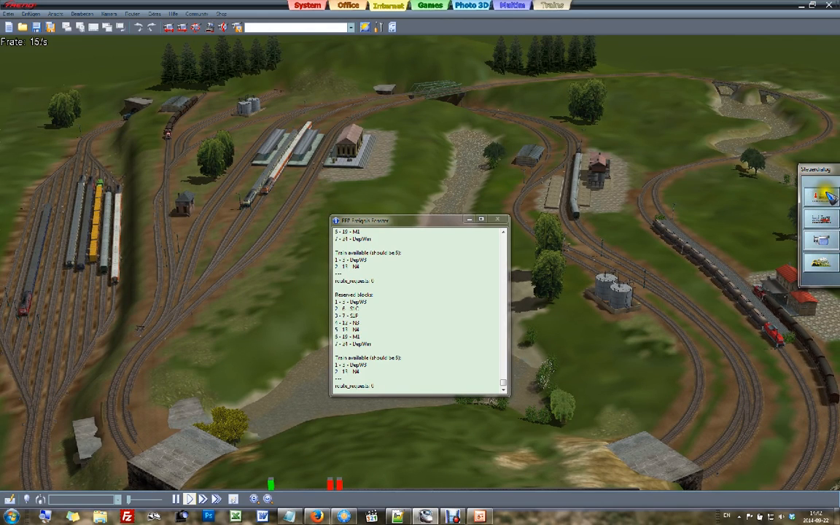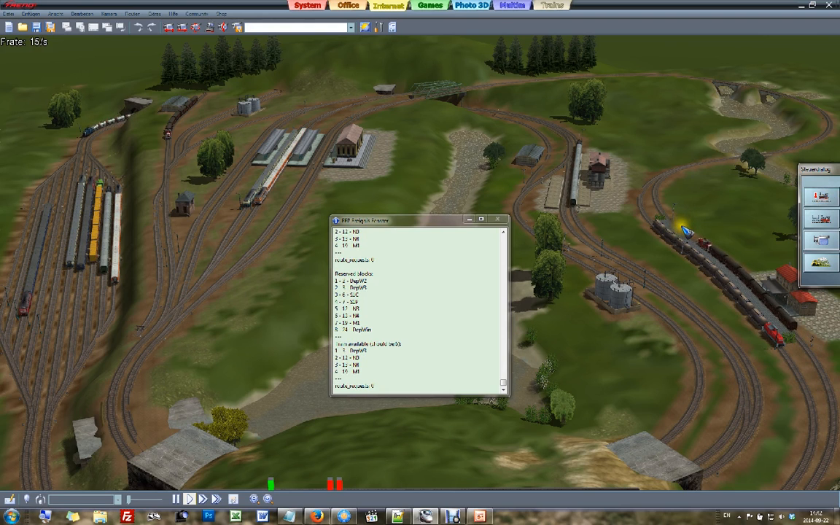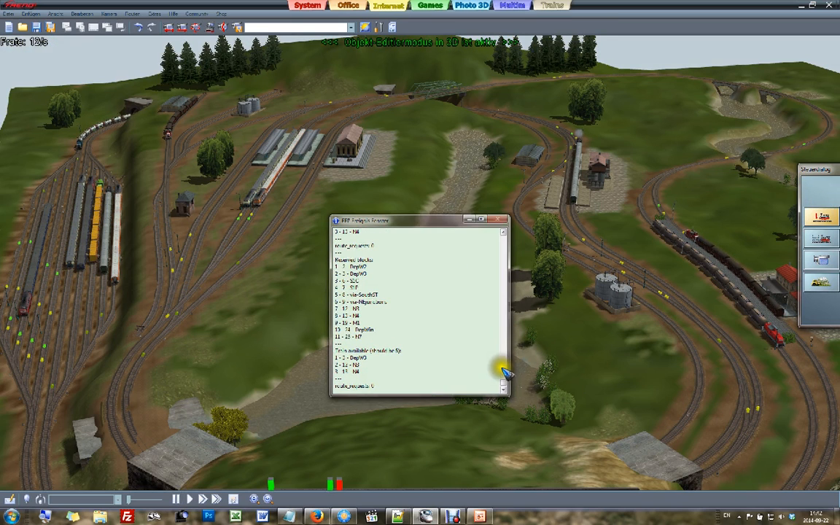Let's see if that happens. Over here we should read station 1 cargo. It's not there because the sensor is very close to the signal, but it will be somewhat right now. Yes, there it was, I think.